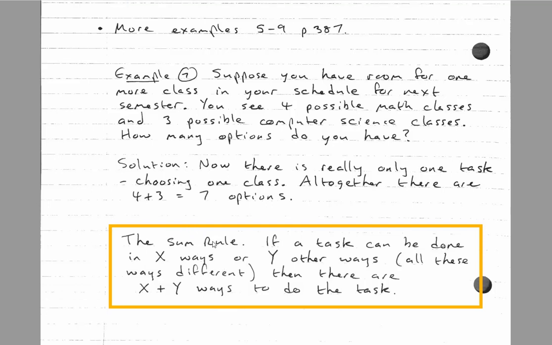And that's an example of the sum rule. So if a task can be done in X ways or Y other ways, and all these ways are different, then there are X plus Y ways to do the task. The difference here is that there's only one task.